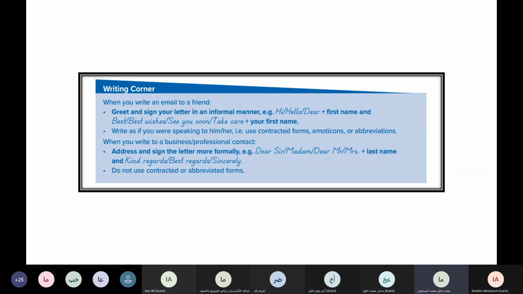So if you want to write a formal email, the greeting must start with Dear Sir, Dear Madam, and their last name. And if you want to close it, you have to close it with expressions like kind regards, best regards, sincerely, etc. Do not use contracted or abbreviated forms. You have to write full words or full sentences.